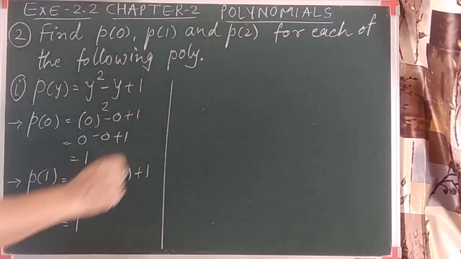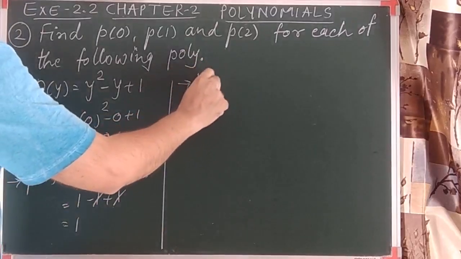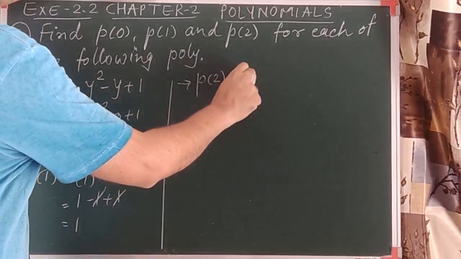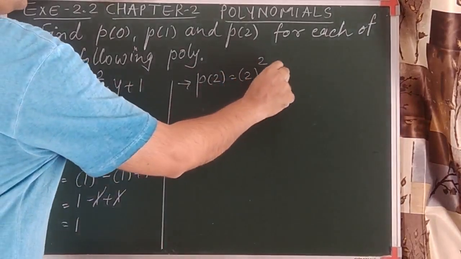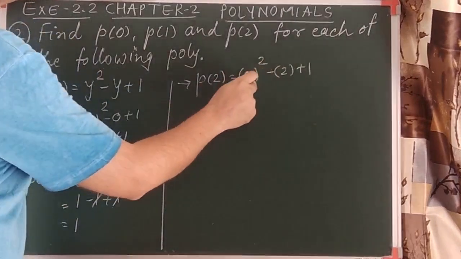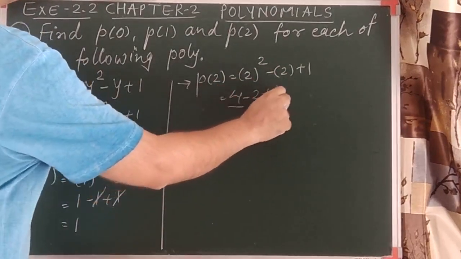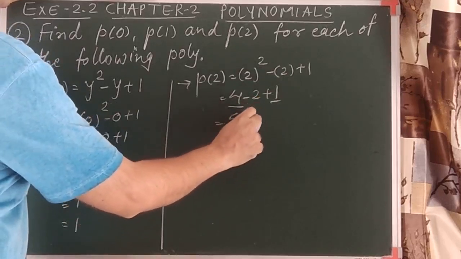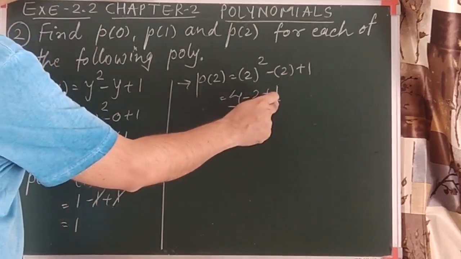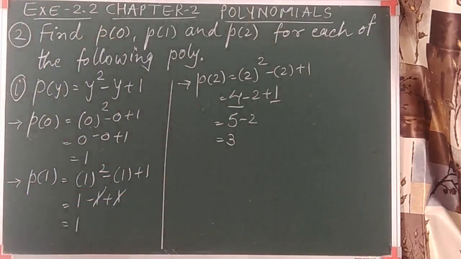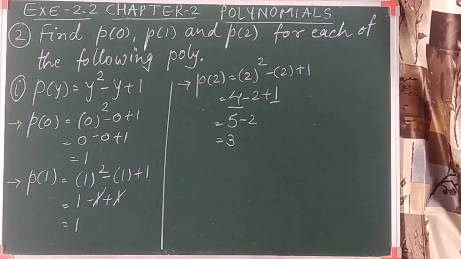Let's go for one more. We have to find out p of 2. So again in this variable we have to substitute the value of y, that is 2. The square of 2 is 4, minus 2 plus 1. We'll do the sum of the first two positive numbers, or we can say the equal signs. 4 plus 1, 5, 5 minus 2, that is 3. Thus we obtain the value of all these three: p of 0, p of 1 and p of 2.